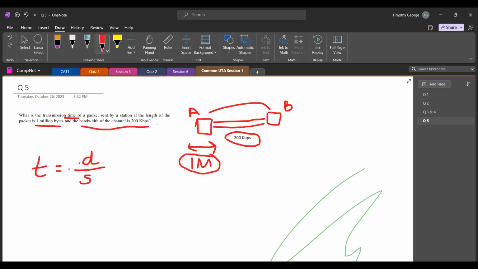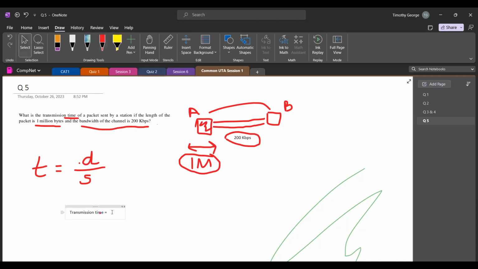So in network terms, the transmission time is going to be equal to the distance. Now what's the distance here? Distance is what needs to be transferred. This packet needs to travel this network and reach B.